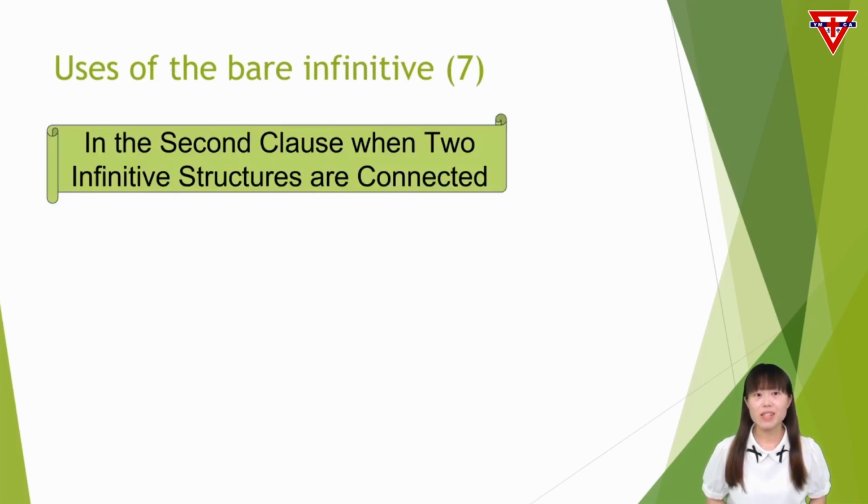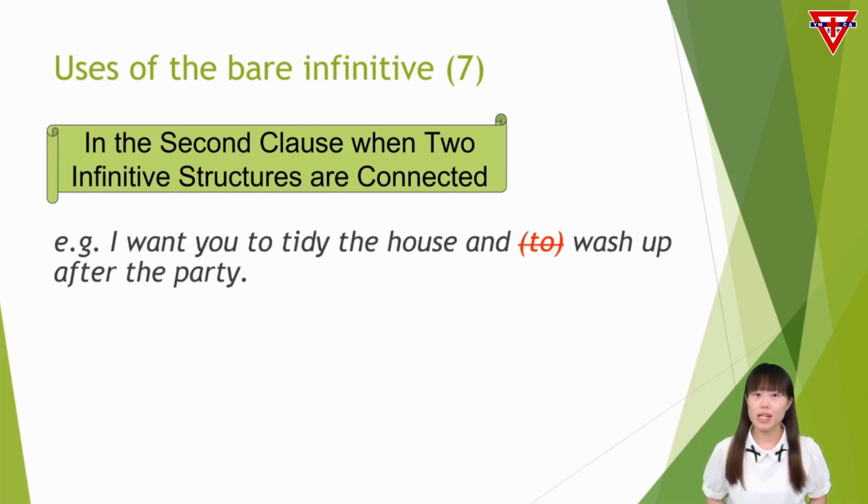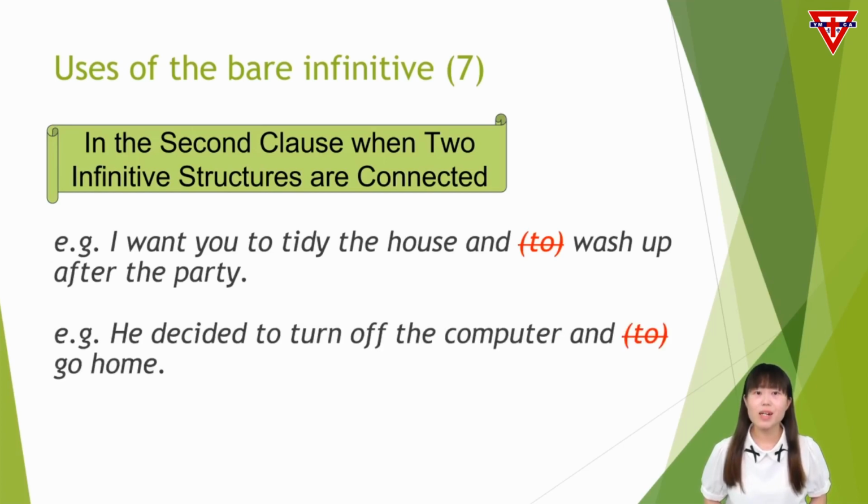Bare infinitive is used in the second clause when 2 infinitive structures are connected. For example, I want you to tidy the house and wash up after the party. He decided to turn off the computer and go home.